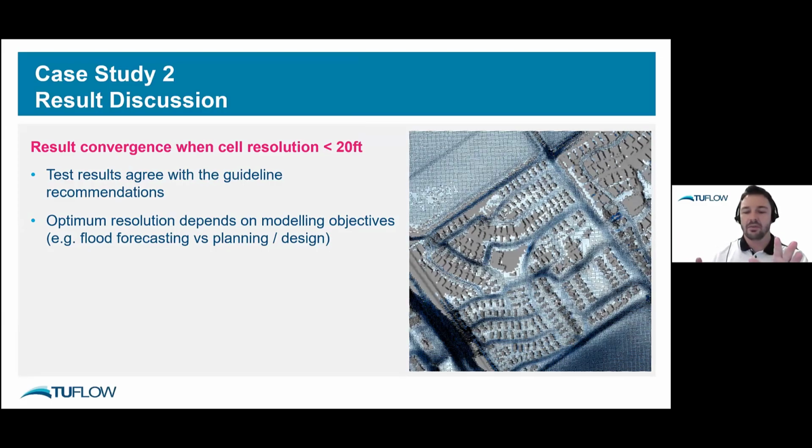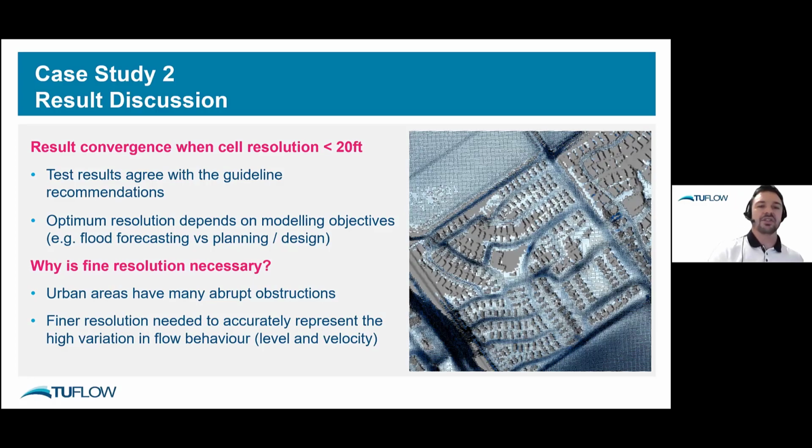That being said, in a practical sense for a project, the resolution that someone should be choosing shouldn't just be based on this convergence testing. It also needs to consider the modeling objectives of a project. If I was using this model for flood forecasting versus design and planning, then the selected cell resolution I use may be different. I'd probably use the highest resolution for design and planning. For flood forecasting, because I want my simulations to run as quick as possible, I'd probably stick with that 20-foot resolution or 6-meter resolution.